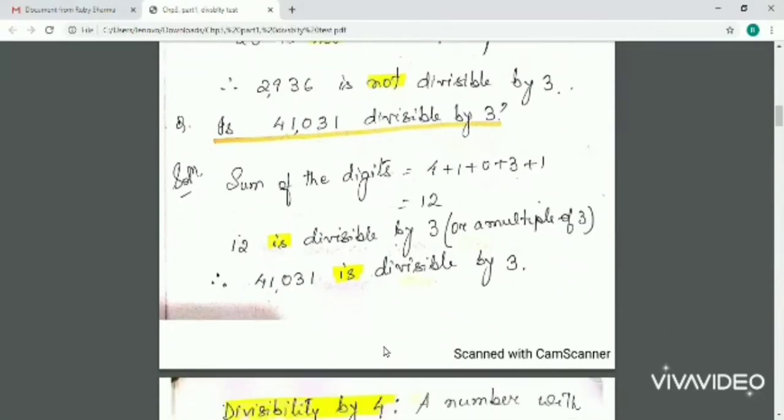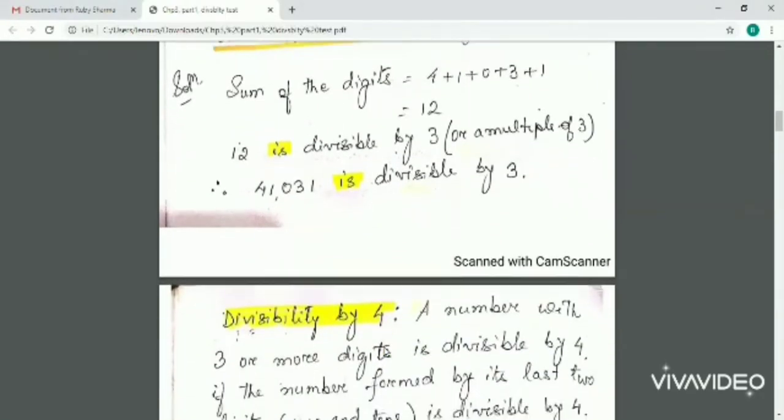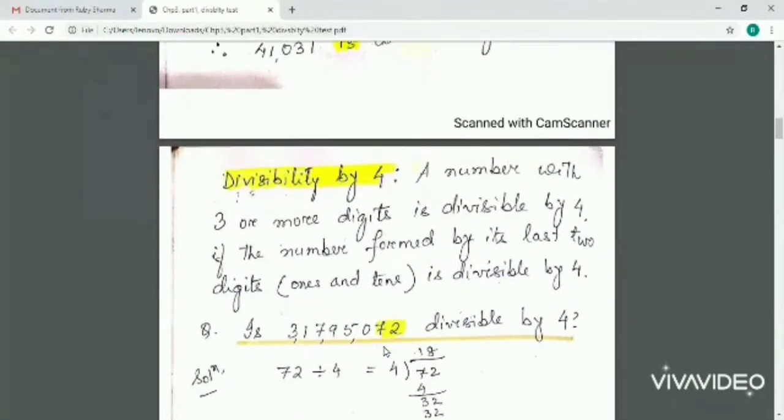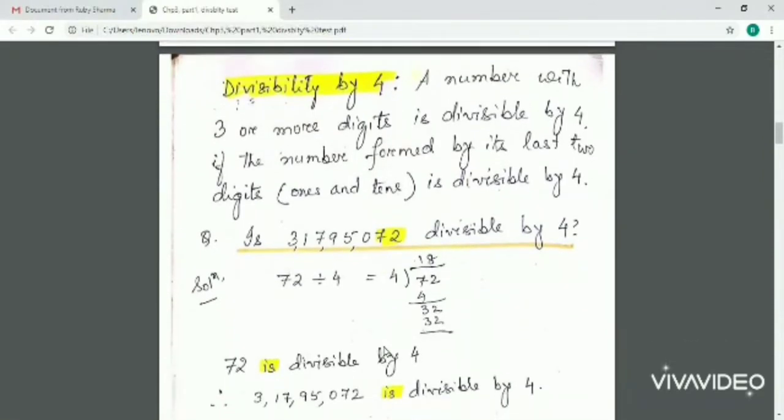Next we move on to 4, divisibility test of 4. Now here for 4, suppose for a 2-digit number you have to divide and check. So it is applicable for a 3-digit number or more. So a number with 3 or more digits will be divisible by 4 if the number formed by the last 2 digits is divisible by 4.